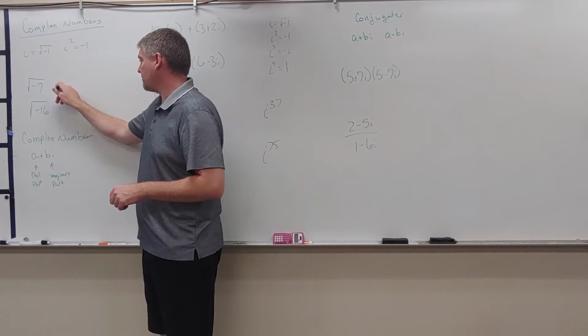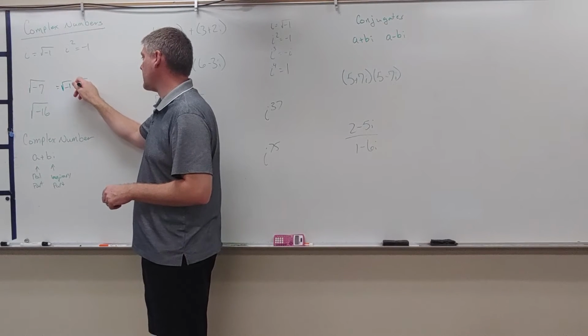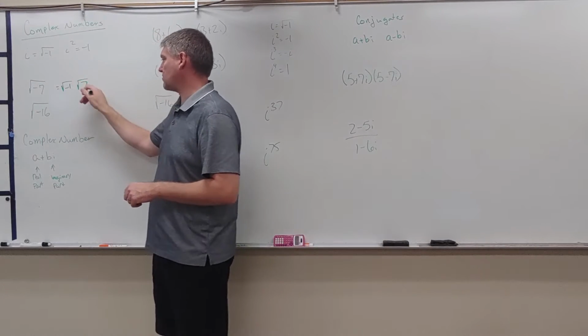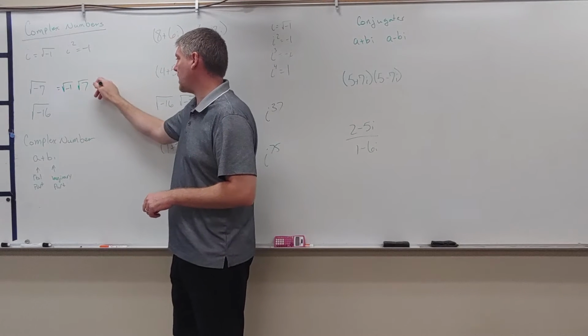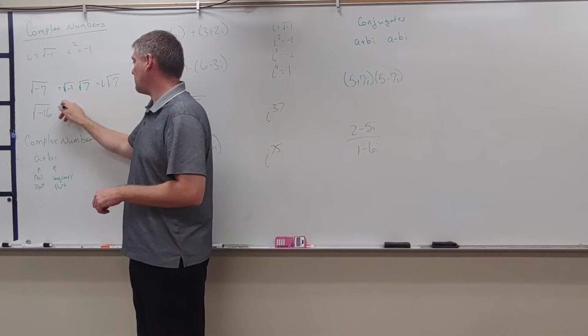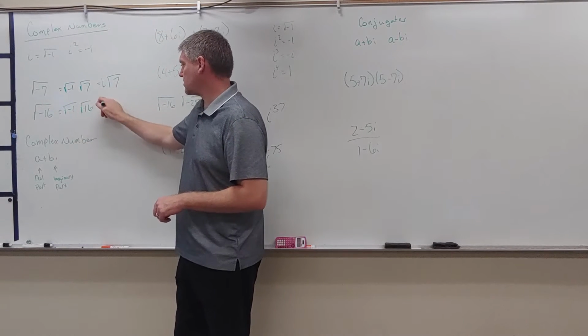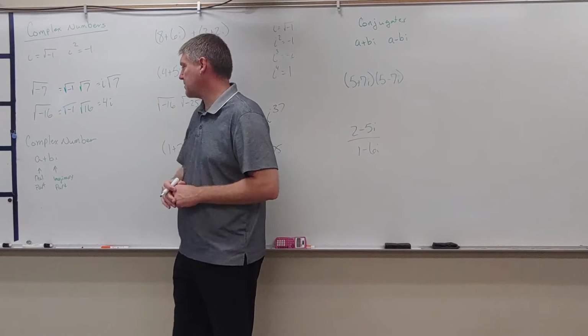So anytime I have this, I'm actually going to pull this out into the square root of -1 times the actual number. So the square root of -1 is i, so this becomes i square roots of 7. So I'm going to pull out that -1, I have the square root of 16. So the square root of 16 is 4i.